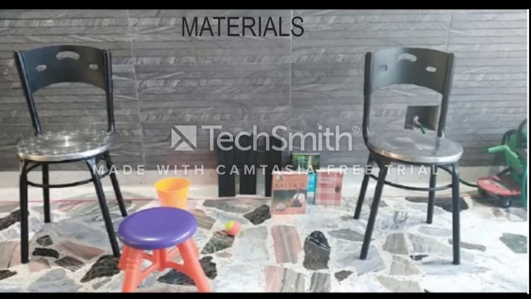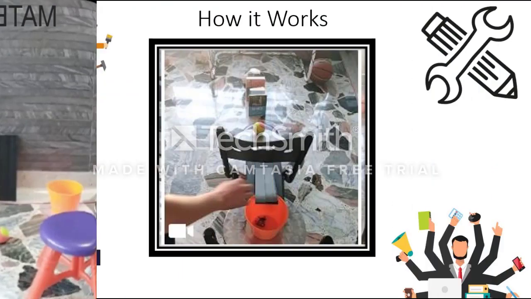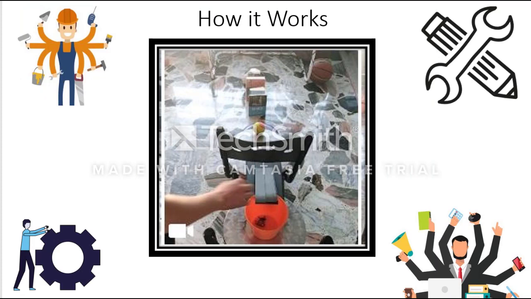For my Goldberg machine, I used two chairs, one little bench, one tennis ball, three books, one bucket, three rails, and a toy car. So now I'm going to explain how it works.